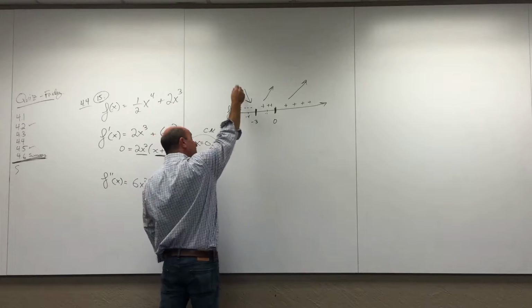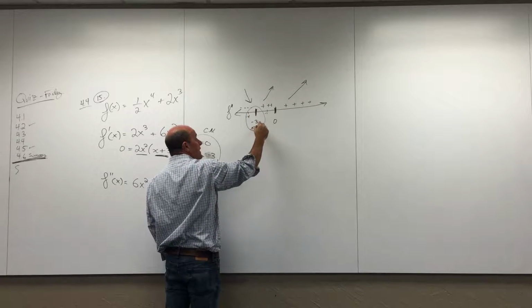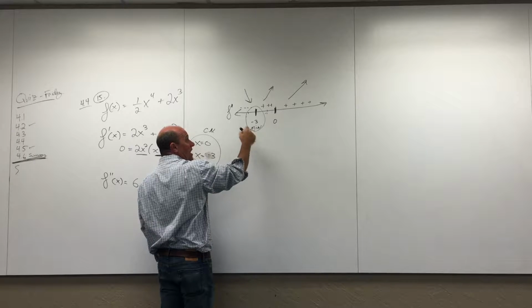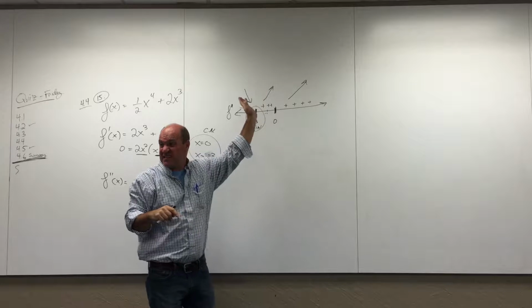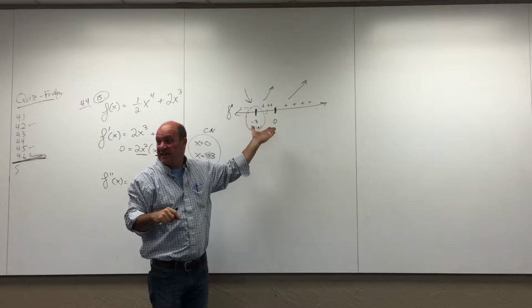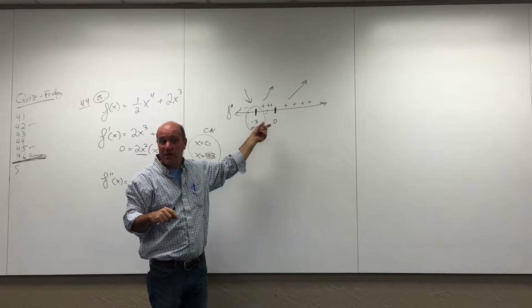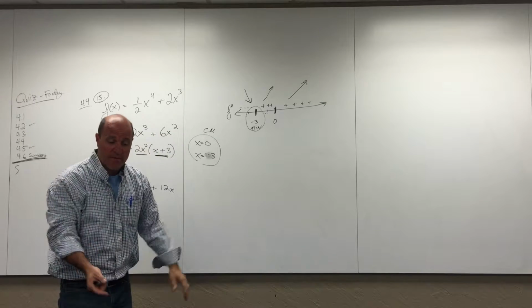Well, guess what then? If it's decreasing and then increasing, that's a min. This guy right here, he's a min. Awesome. This one's not. It's increasing, then it's still increasing. He's a neither. He's not a min or a max. He was a critical number, but he came out to be not a min or a max.